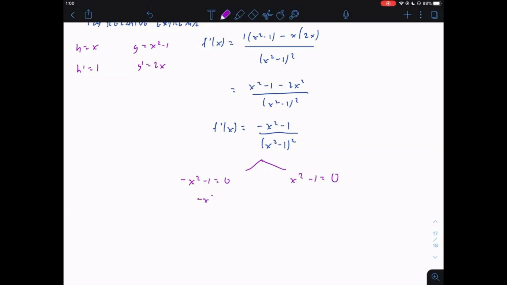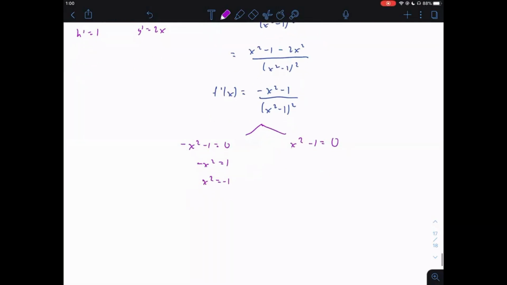So you're going to have negative x squared, add 1 to both sides equals 1. Divide by negative 1, so it gives x squared equals negative 1. But what happens here when we try to square root this negative 1? Can we square root a negative value? No. What is the square root of negative 1? The square root of negative 1 is going to be plus or minus i, an imaginary number. Meaning, there is no solution for x that will make the numerator 0. All right, so nothing will make the numerator 0 here.